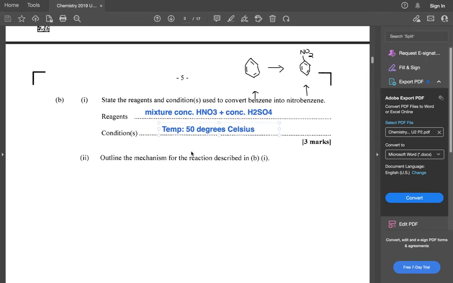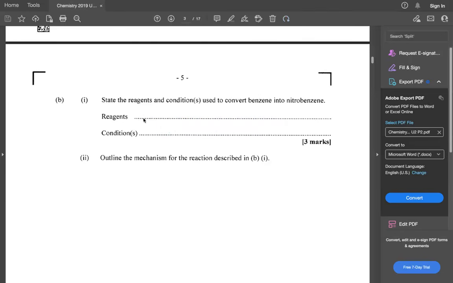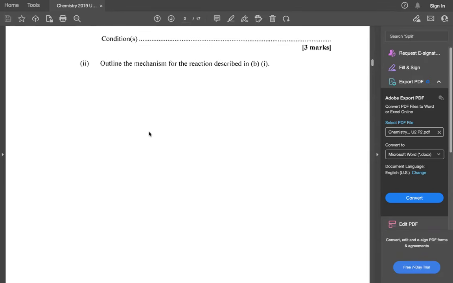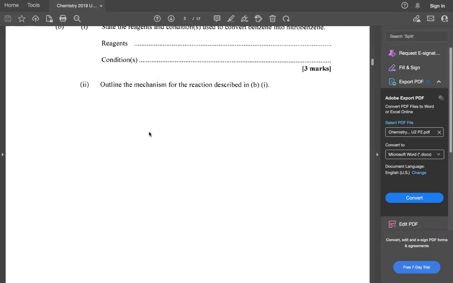All right, so then now they're saying, outline the mechanism for the reaction described in B part 1 above. So we have to describe a mechanism for this reaction. So they're asking us to come up with a mechanism for the nitration of benzene. So how are we able to use these reagents and these conditions to go from here to here and to show that in a mechanism form, right? So I'm just going to clear everything so I have ample room to write my mechanism, because my mechanism in this particular case is worth 5 marks. So there's a fairly substantial amount of information that's needed.